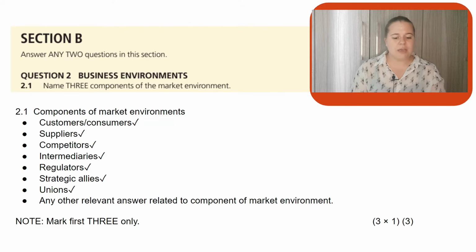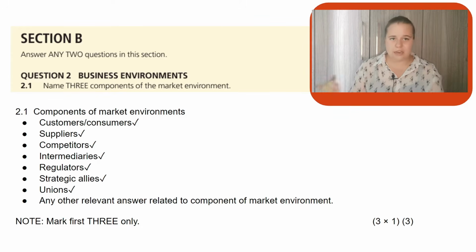And there they are. I didn't have the mark allocation for this one, but it's 3 marks. You're going to get 1 each. Now that's an important note at the bottom. Mark the first 3 only. So a student provides me with 6. I don't look for the correct answers. I mark the first 3. Just remember that when they ask you for questions like this.